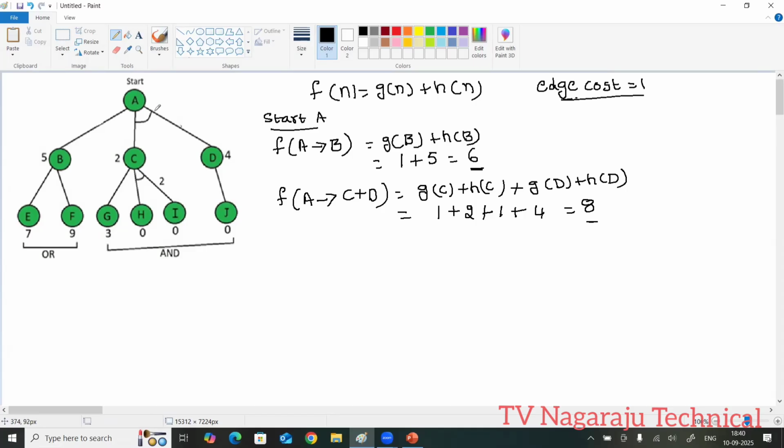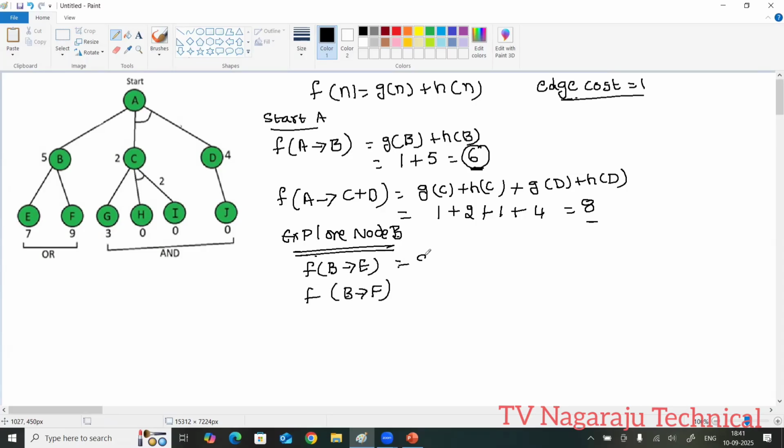From A, you have two moves. Either B or C plus D. Why C plus D? Here C and D are end nodes. If there is end node, you need to calculate sum. Now, select node B. Obviously, this is the minimum cost. Now you are selecting node B. So the next step, what we are doing? Explore node B. I am exploring node B. Simply same, B to E and B to F. So F of B to E, F of B to F.